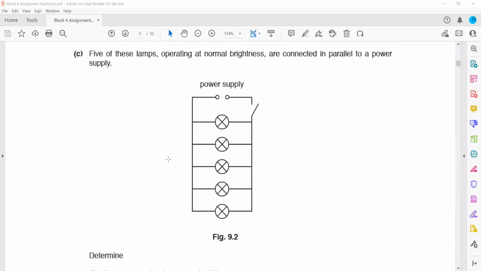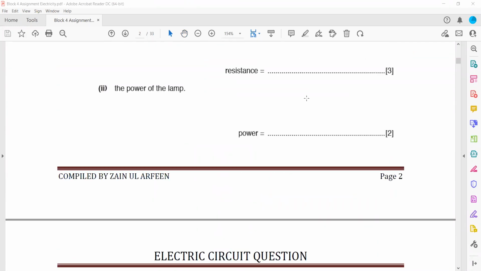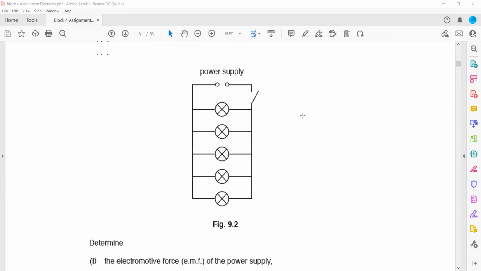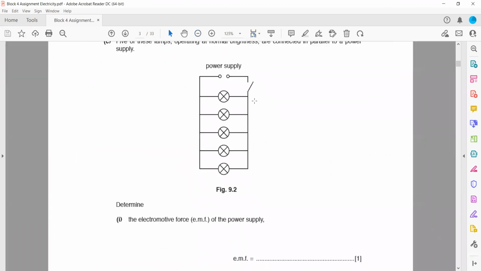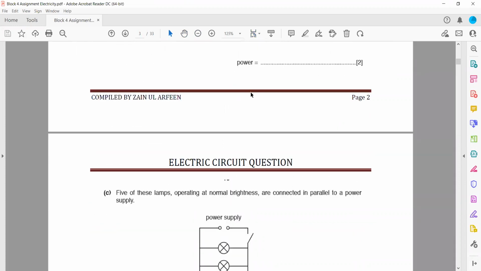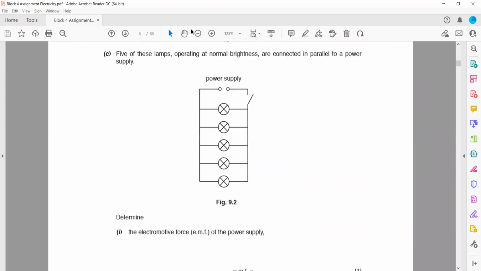Then 5 of these lamps, like the lamp shown here, are connected in parallel. Determine the electromotive force or EMF. So how do we work out the EMF of the battery? Each lamp is 8 volts, and when lamps are connected in parallel, they all have the same voltage. So if this is 8 volts, this will also have 8 volts, and the power supply is also 8 volts.